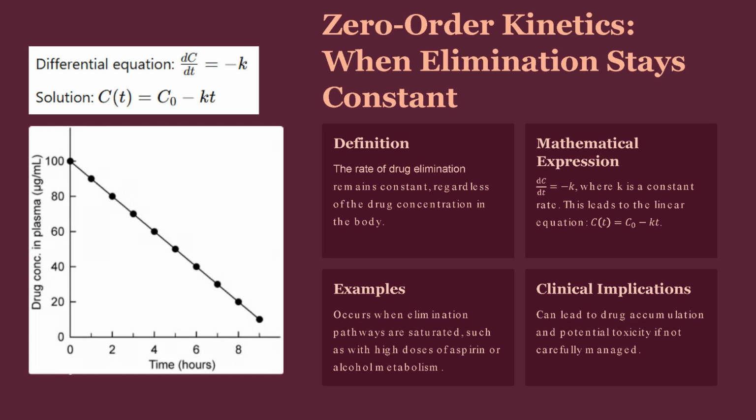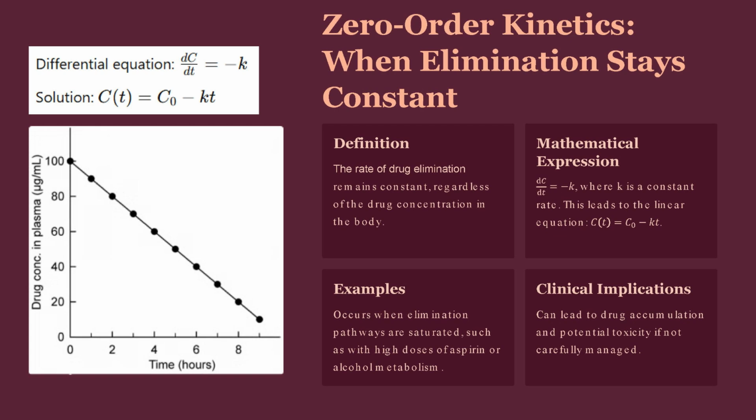The solution to this equation is C0 minus kt. Here, C0 is the initial drug concentration, kt represents the constant elimination rate multiplied by time, and the subtraction reflects the linear decrease in concentration. Unlike first-order kinetics, this decrease is not exponential but linear, meaning the same amount of drug is eliminated in each unit of time. Examples of zero-order kinetics include drugs like alcohol and aspirin at high doses.